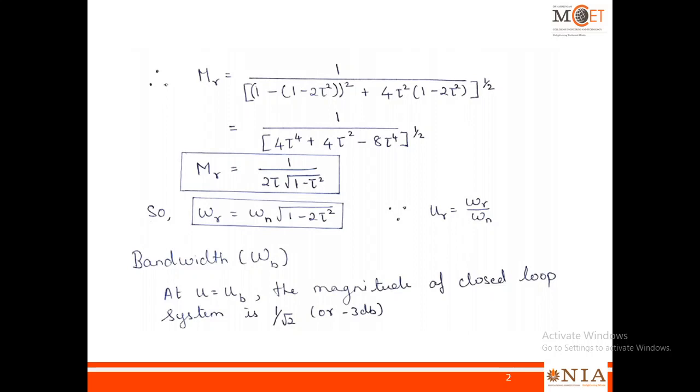If you have the magnitude as such, you can equate it to 1 by square root of 2. So now we should have in hand the magnitude of the closed loop transfer function, which we have derived. We have that M expression. We have seen in the previous video, we took the closed loop transfer function of a second order system. We also found the magnitude and phase of the second order system, isn't it? So now I am going to equate the magnitude function, that is M, to 1 by square root of 2.